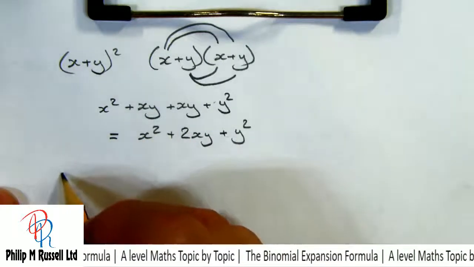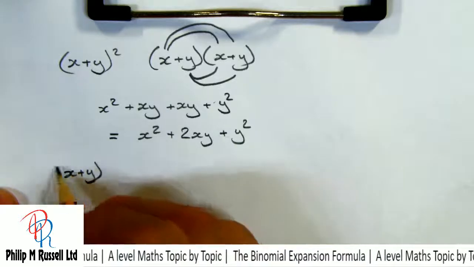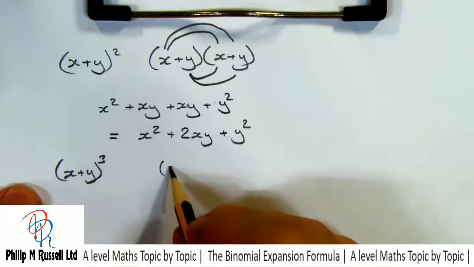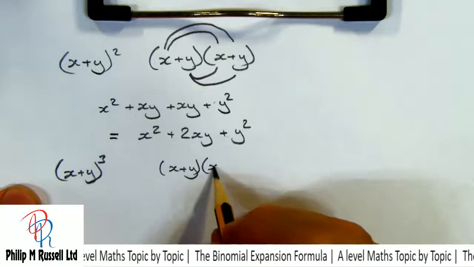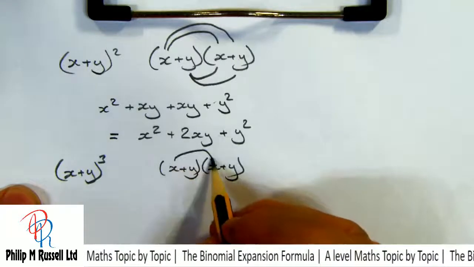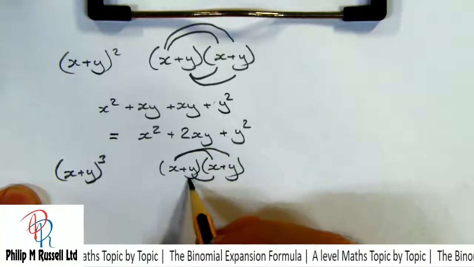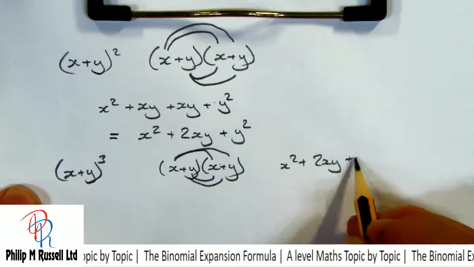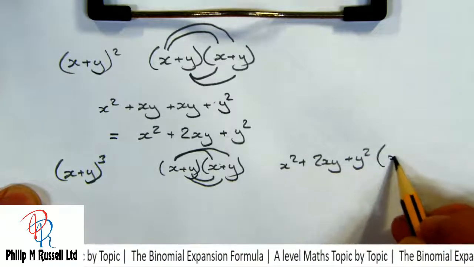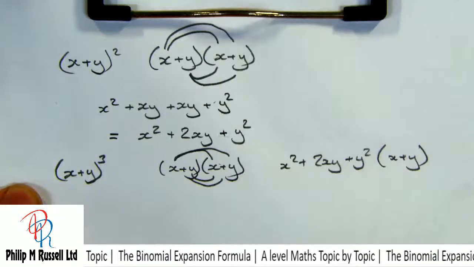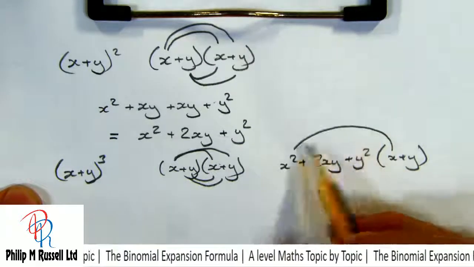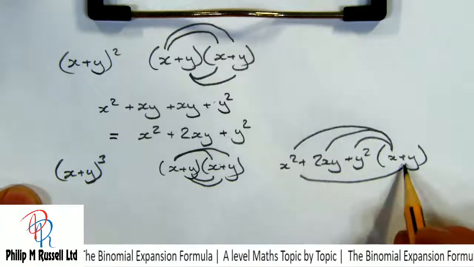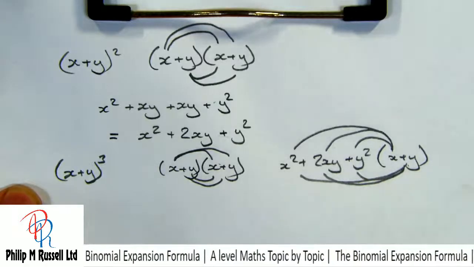Let's do the next one, (x + y), this time cubed. The way I would do this is I would take the answer I have just got, x squared plus 2xy plus y squared, and multiply that by (x + y). In each case we're going to multiply x by each of those and y by each of those. Let's see what we get.